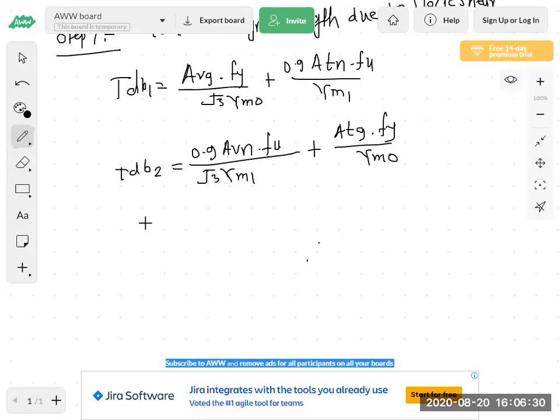Now 4 areas. So AVG. So I have told you the formulas. What is AVG? Gross area in shear. Gross area in shear, and I have given the formula: total length of weld into T. Total length of weld into T.